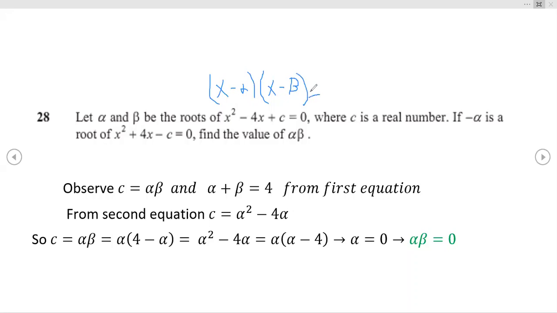Now, when you expand this out by the distributive property, you end up with x squared. And then what you will have, owing to the presence of these two minus signs, you'll have minus alpha plus beta.